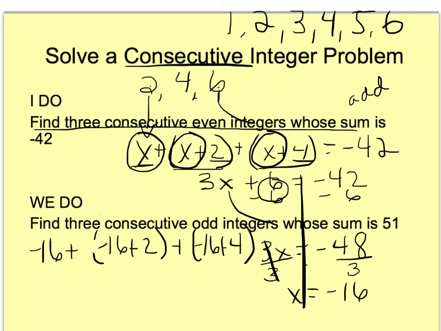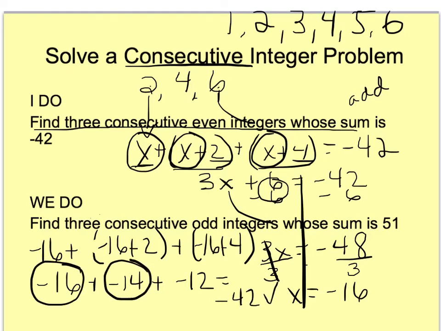Okay, so let's add them together and see what we get. This one becomes negative 16, negative 14, and negative 12. Okay, so if we add all of these together, we do get negative 42. So this works. So our answer is negative 16, negative 14, and negative 12. All right, let's go ahead and erase all of this and try the next one.